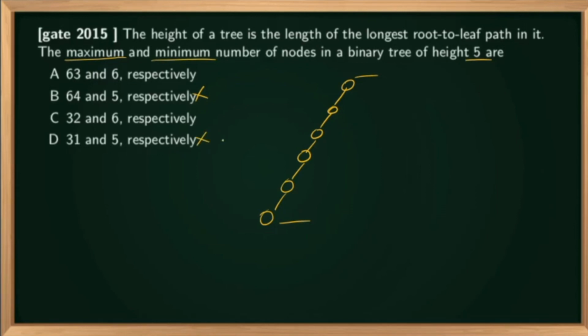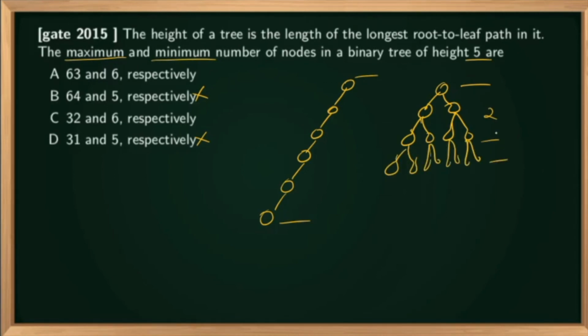Okay. Now we have to find the maximum. So we had to fill all the nodes something like this. Now if you see here, the height is 2, or we can even go one more level if you want. So the height here is 3. How many nodes we have? It is actually 2 raised to 4 minus 1, right? So if the height is 3, the answer is 2 raised to 4 minus 1. So if the height is 5, it should be 2 raised to 6 minus 1. 2 raised to 6 is 64. 64 minus 1 is 63. So answer should be 63 and 6, right? 63 and 6. So the answer is A.